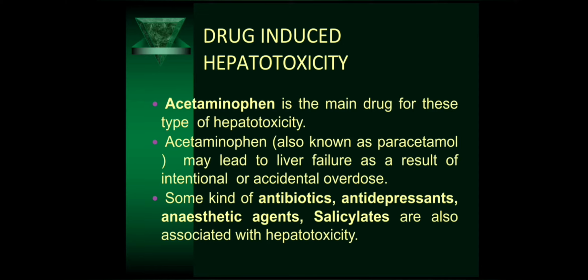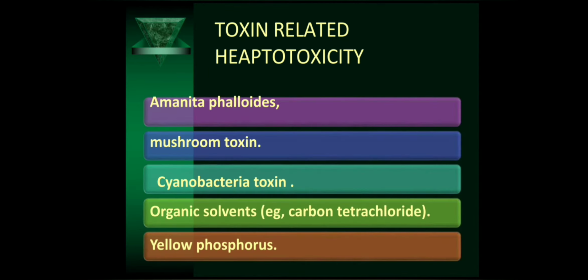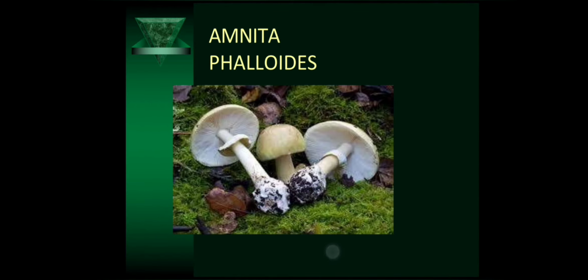Some kinds of antibiotics, antidepressants, anesthetic agents, and salicylates are also associated with hepatotoxicity. Some toxins like Amanita phalloides mushroom toxin, cyanobacteria toxin, and organic solvents like carbon tetrachloride and yellow phosphorus can also cause hepatotoxicity. Amanita phalloides is a kind of mushroom from which a toxin is obtained, which can cause liver failure.